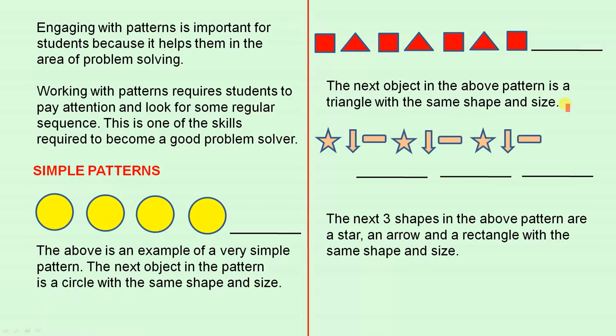The next object in the above pattern is a triangle with the same shape and size. So you go through the pattern with the students and explain to them why the next one is a triangle. The next three shapes in the above pattern are a star, an arrow, and a rectangle with the same shape and size. So you would explain to students why that is the case.